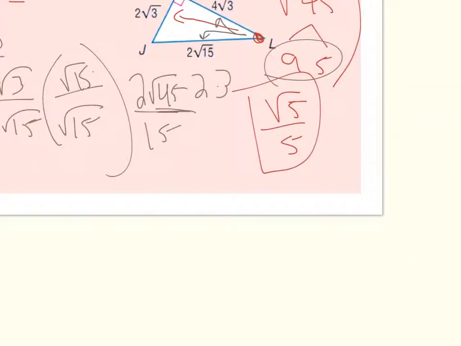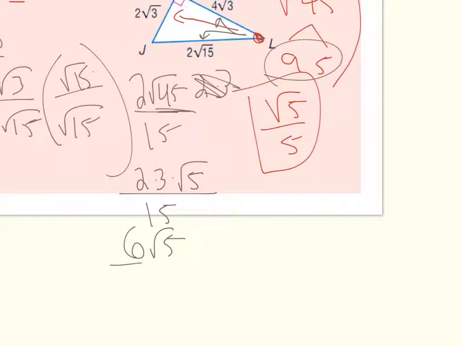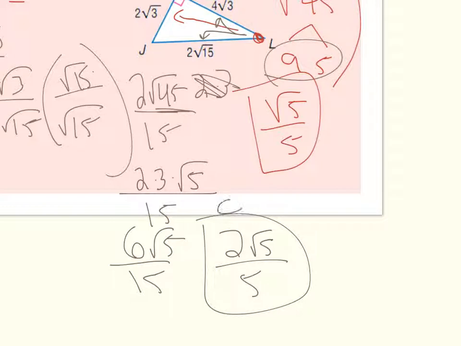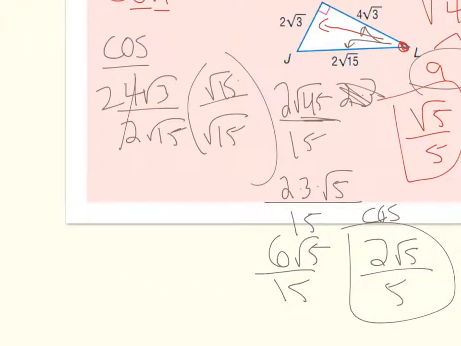Let me move so I got a little room here. So let me rewrite it. Now I'll move it down here. 2 times 3 times square root of 5 over 15. So that's 6 square root of 5 over 15. Or simplify, divide by 3, 2 square root of 5 over 5. There is my cosine right there. Simplified. And yes, you do need to simplify it. Come on, don't be lazy.